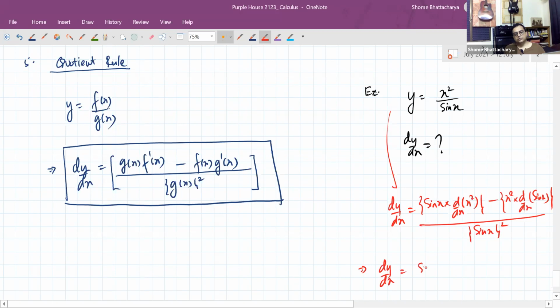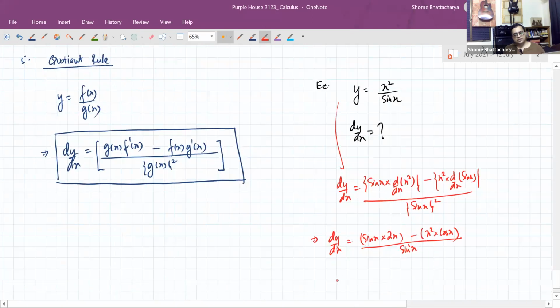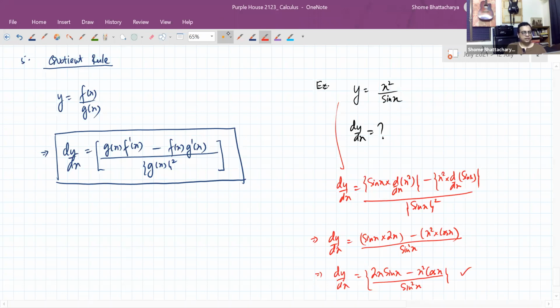So differentiation of x square is 2x. Differentiation of sin x is cos x. And sin x whole square is one and the same thing as sin square x. Now we can see that we can simplify this a little and write this as 2x sin x minus x square cos x, whole thing divided by sin square x. We can simplify it further also, but at the moment I'll leave it at this. So write this down and try out one more example yourself.